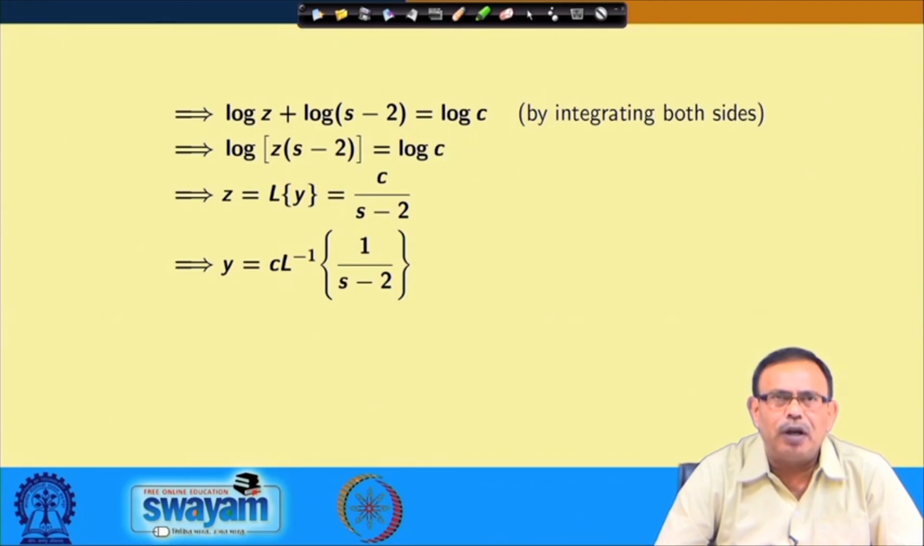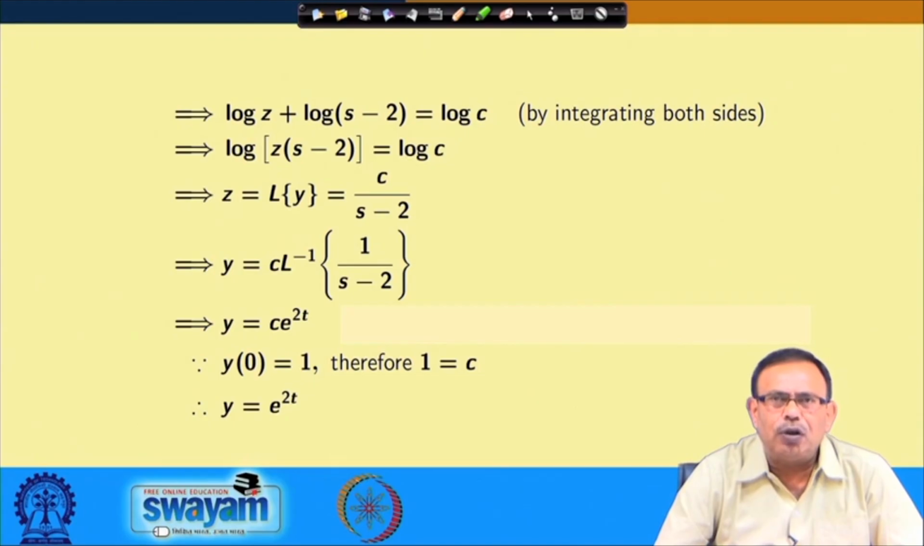and Laplace inverse of 1 by s minus 2 is nothing but e power 2 t. Here it is c into e power 2 t. Using the condition y 0 equals 1, I will obtain c equals 1. So, the solution of the given differential equation is y equals e power 2 t.